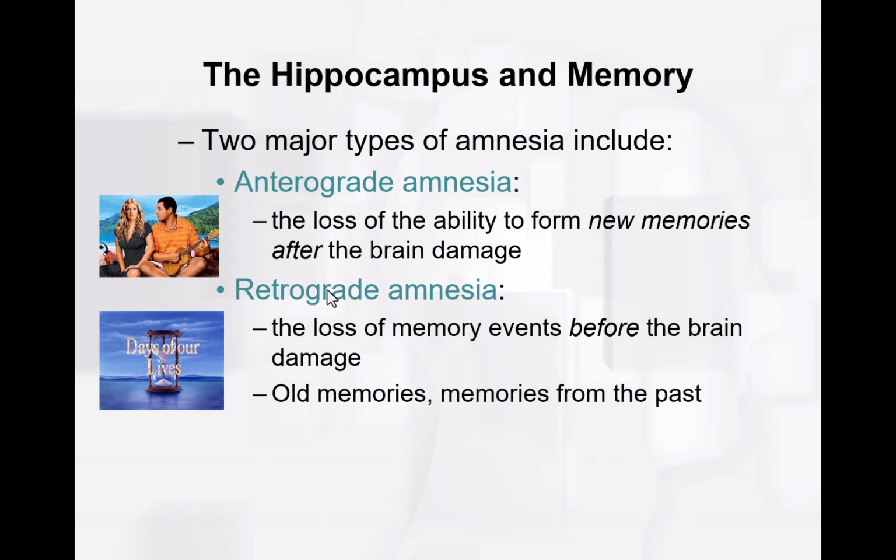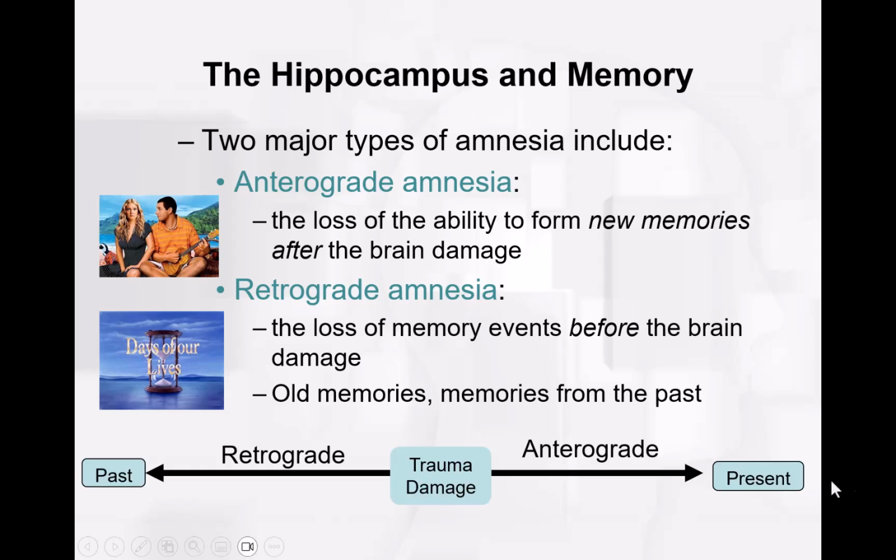Some other examples might be the movie Memento. So he actually kind of had both types, and so he used notes and tattoos to remember the new things, but he also couldn't remember anything from the past. So here's a little diagram to hopefully help you remember. The trauma and the brain damage occurs at this time point X. Going forward to the present, you can't remember anything new. So that's anterograde memory loss. You're not being able to remember anything or form new memories. Retrograde is going back into the past. Think retro, right?